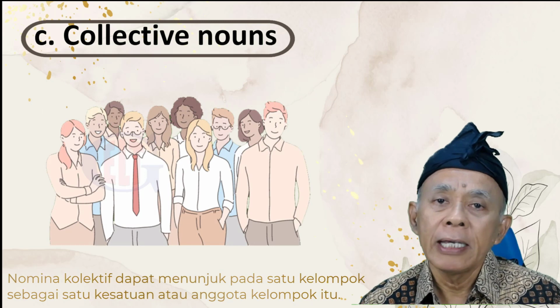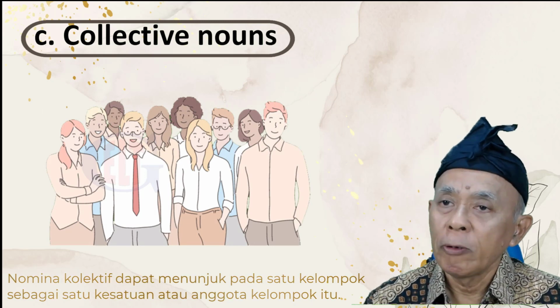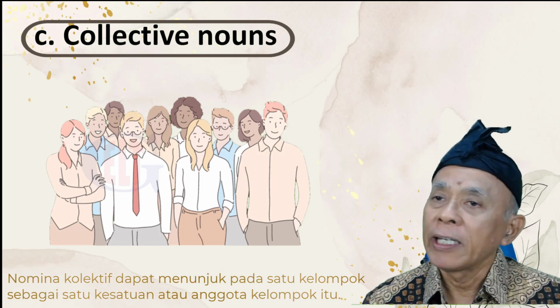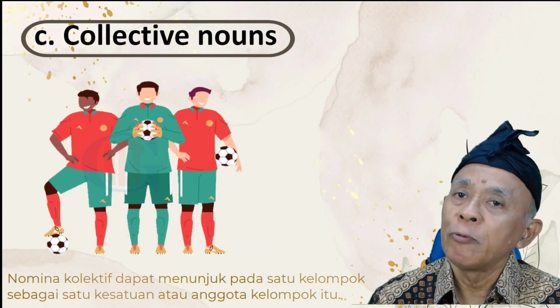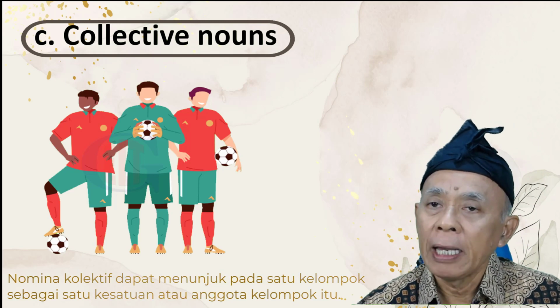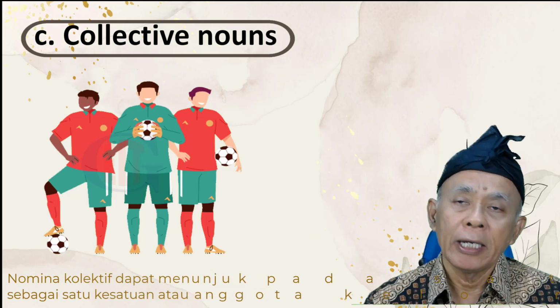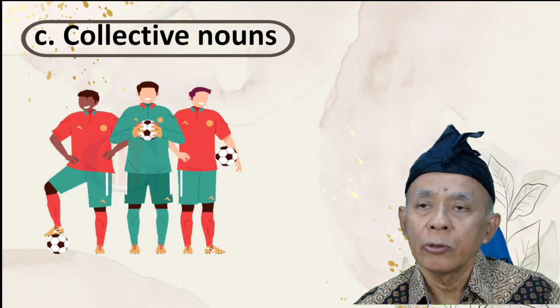Now, let's see the examples of collective nouns. Here we have a group of persons who work in an office. We can call them the staff. We can say the staff is or the staff are. And then here we have some football players. We can call a football team as a team. A football team is. Or we can also say the football team are, depending on what you want to say.